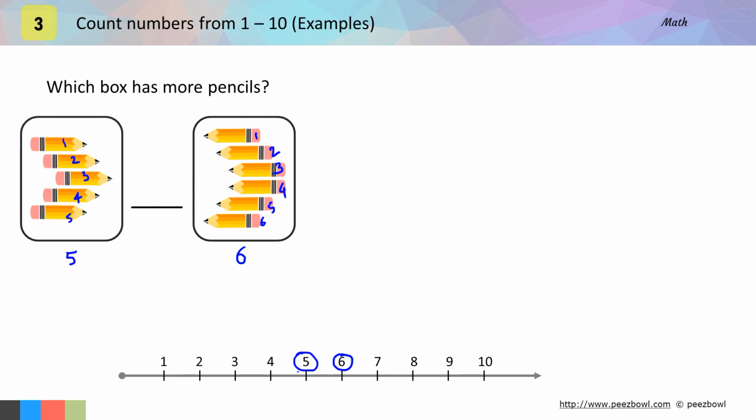On the number line we see that 5 comes before 6. So 6 is bigger. Okay, so we will write 6 is bigger than 5. As you know that bigger number means more number of pencils. So right side box has more pencils than left side box. This box has more pencils. Okay, let us move to a new example.